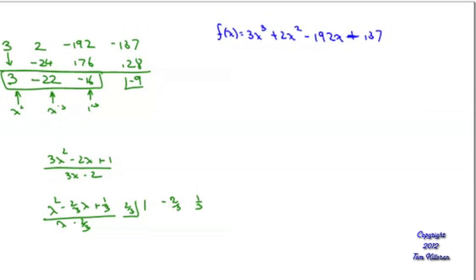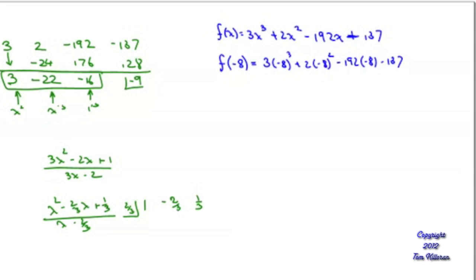And I take my function and I evaluate it at negative 8. Thank God you all have calculators, right? Because this would be horrid to do by hand. So this would be 3 times negative 8 all cubed plus 2 times negative 8 all squared minus 192 times negative 8 minus 137.